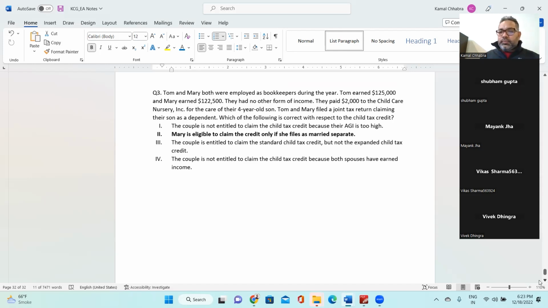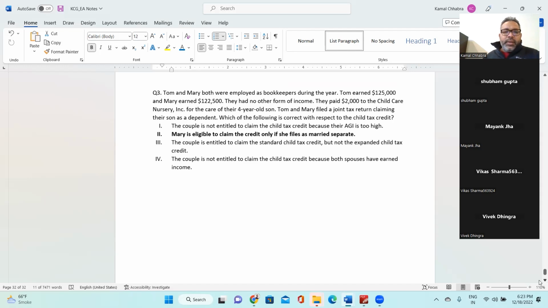And 200,000 for the others, right? Yes, for an individual 200,000, but they are filing jointly, so $400,000. Their total income is 125,000 plus 122,500. It's less than $400,000. So the first answer is wrong. Make sense?